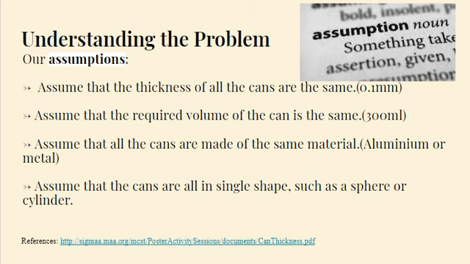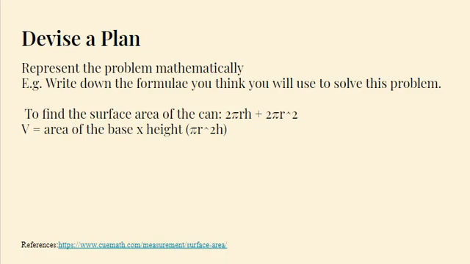We assume that the thickness of all the cans is the same, which is 0.1 mm. We assume that the required volume of the can is the same, which is 300 ml. We also assume that all the cans are made of the same material, which is either aluminium or metal. Lastly, we assume that all the cans are in a single shape, such as sphere or cylinder.